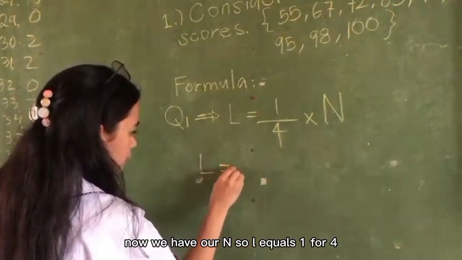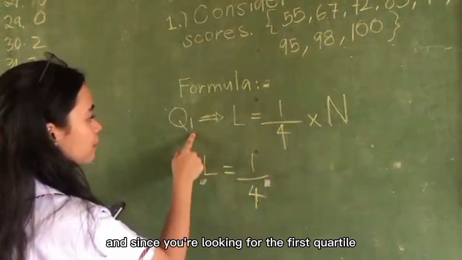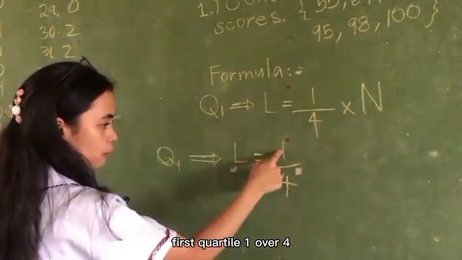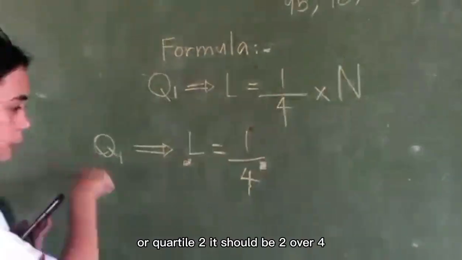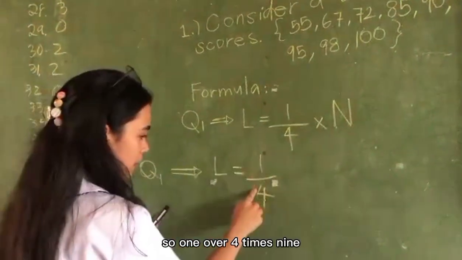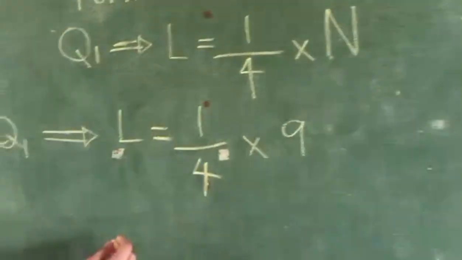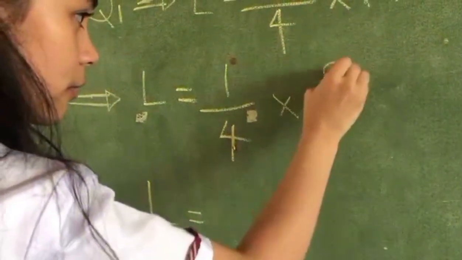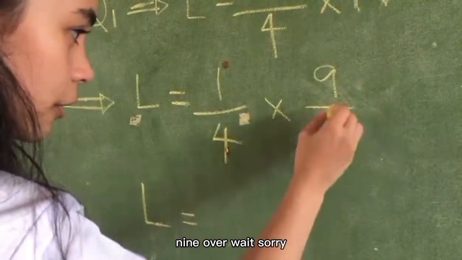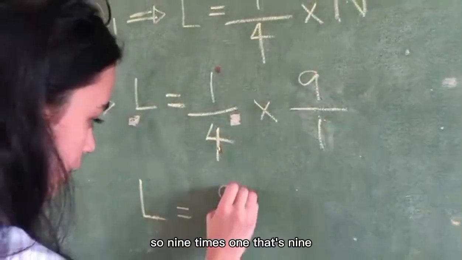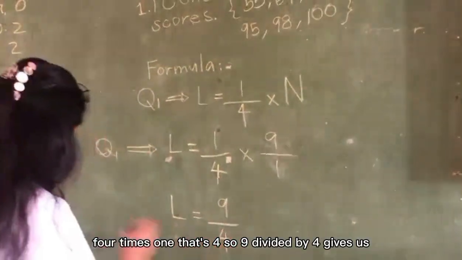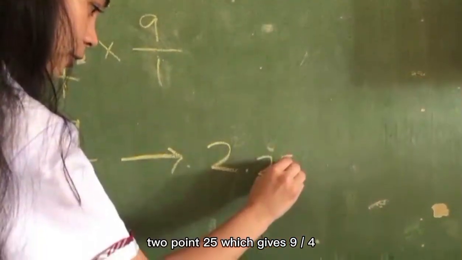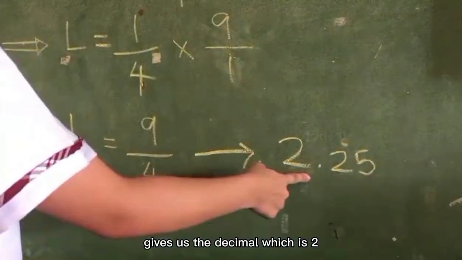So L equals 1 over 4. And since we are looking for the first quartile, we put quartile 1. First quartile, 1 over 4. And if we were to look for the second quartile, or quartile 2, it should be 2 over 4. So 1 over 4 times 9. L equals 1 times 9, rewrite 9 in fraction form as 9 over 1. So 9 times 1 is 9, and 4 times 1 is 4. So 9 divided by 4 gives us a decimal, which is 2.25.